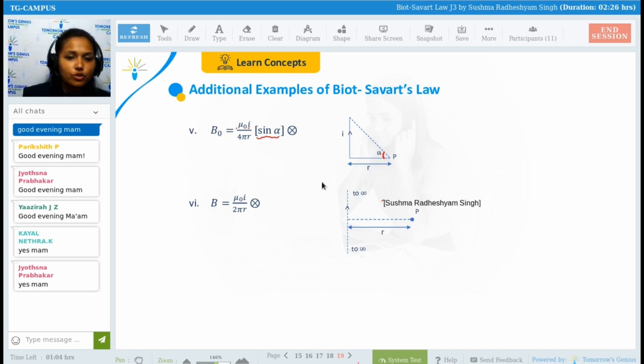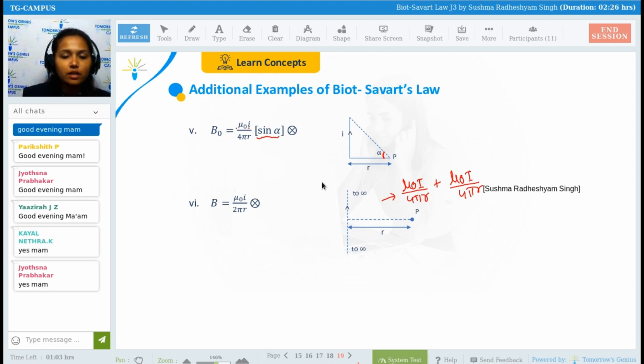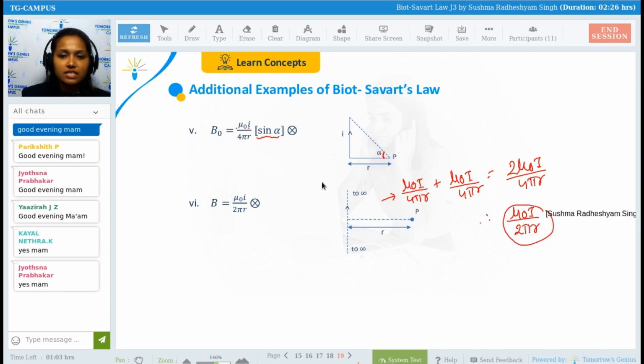Going from minus infinity to infinity, for the upper part we have mu naught over 4 pi r, and for the lower part also we have mu naught over 4 pi r. If we solve this, we get 2 mu naught I upon 4 pi r, and after the 2 cancels, mu naught I over 2 pi r. This is your final answer for the magnetic field. Clear this? This is your important formula which is used in competitive exams.